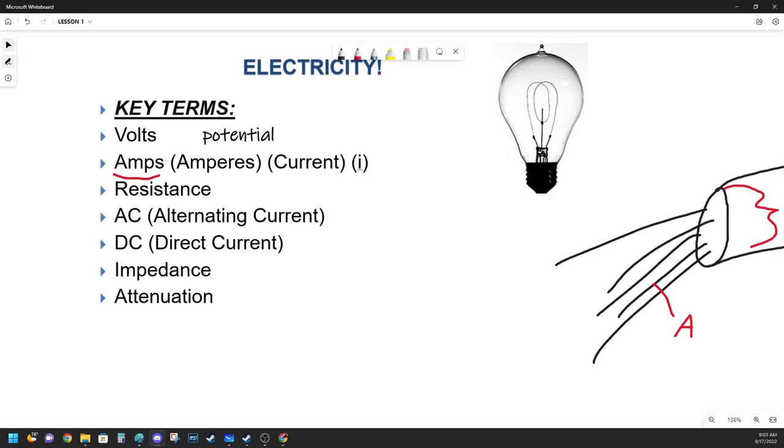So attenuation is just the loss of data or power over distance. And we've all experienced Wi-Fi attenuation when you get too far away from your router, right? Or your access point. So the word attenuation literally just describes the loss of power or data over distance.